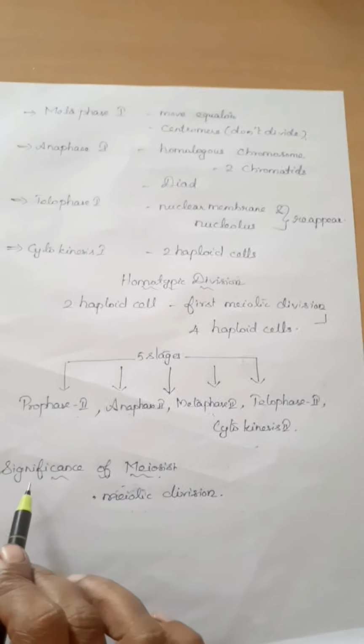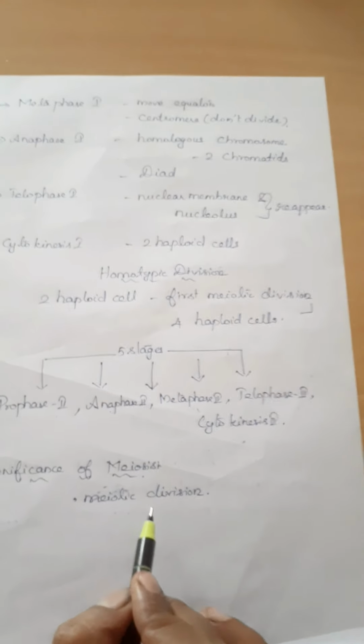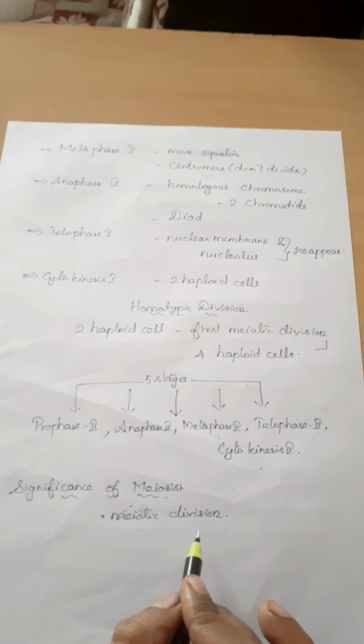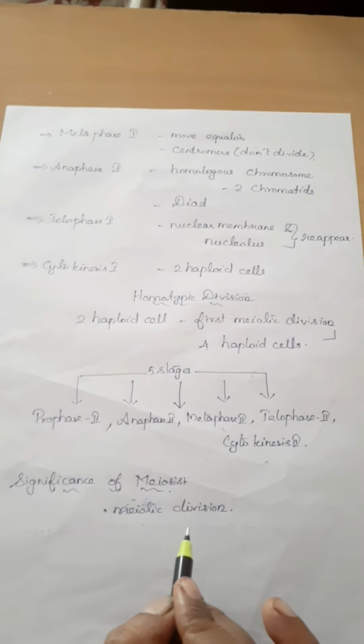What is the significance of meiosis? The constant number of chromosomes is maintained by meiotic division.